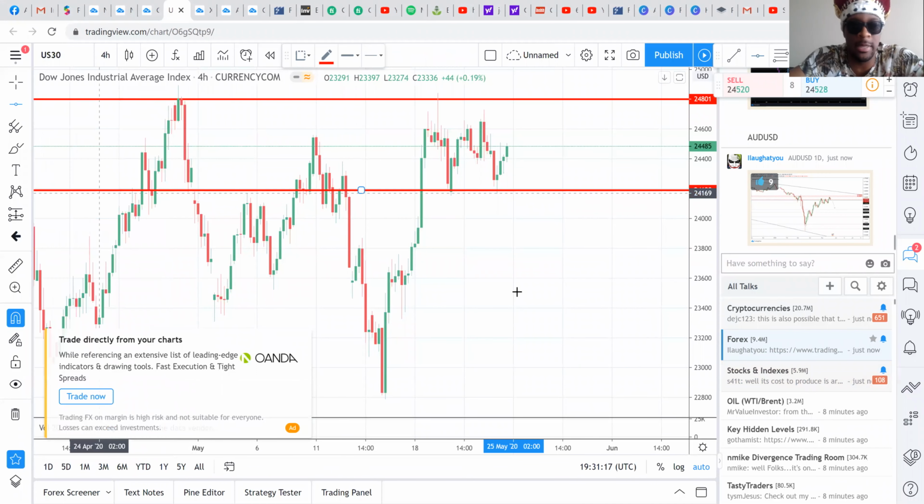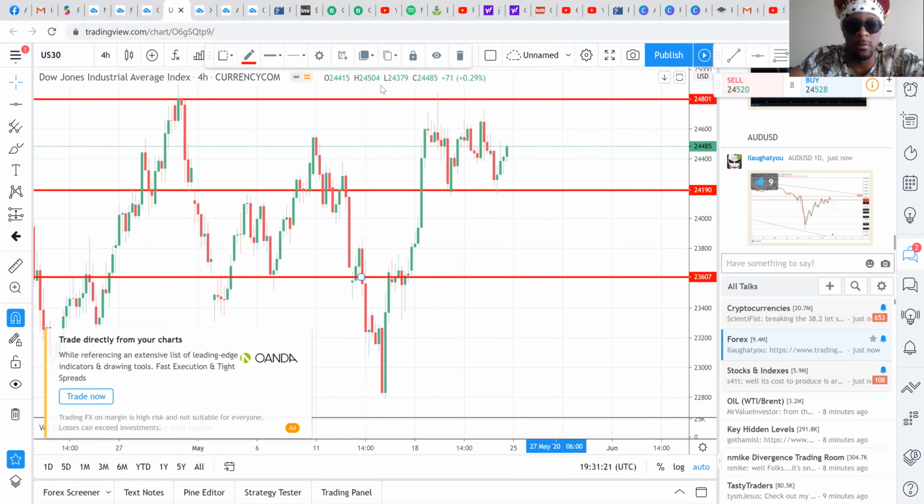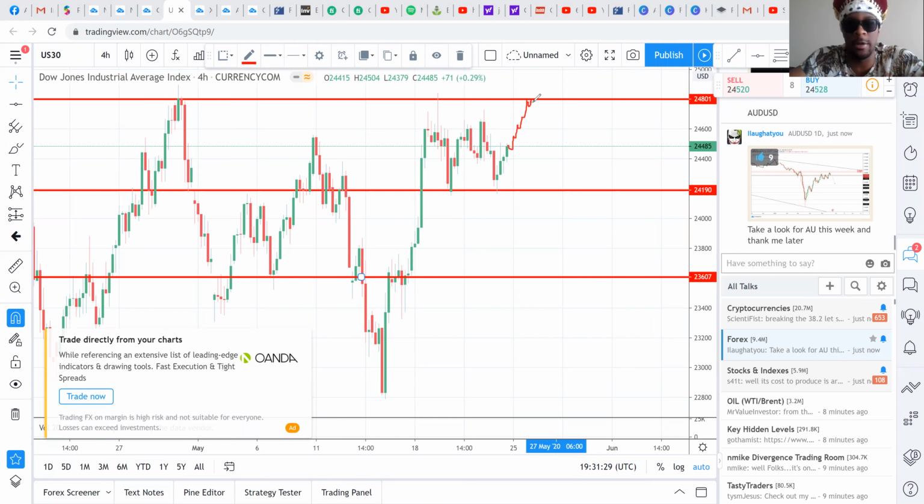So right now, I see this pair potentially going back up to test an area before it drops down. What I see as of now is for this pair to keep going back up to test this area before it drops down to this area. And if it breaks this area, it could retest and come back down. Or the market just could play around, come back down here, and then shoot back up.